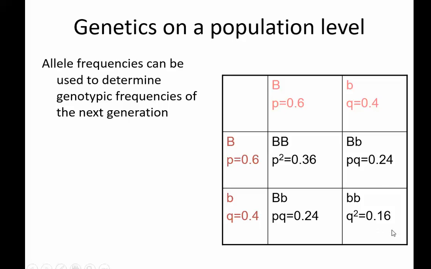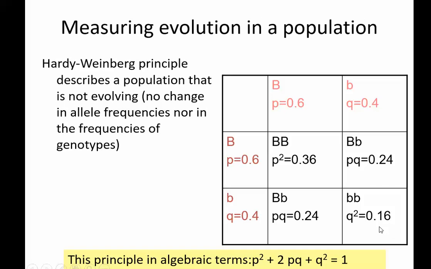So 0.4 times 0.4 is that genotypic frequency, and that's 0.16 in this case. You learned in the Amoeba Sisters video that there are two Hardy-Weinberg formulas, and this is where the second one comes from: p squared plus 2pq plus q squared equals 1. These frequencies add up to 1, and p squared represents the frequency of the homozygous dominant genotype. 2pq represents the frequency of the heterozygotes, so 0.48 if we add these two up. And q squared represents the genotypic frequency of the homozygous recessive individuals.